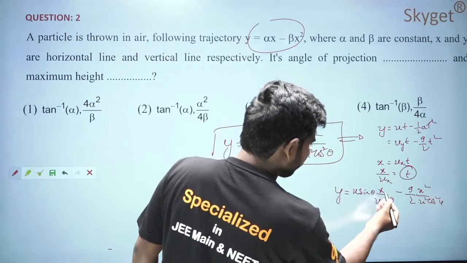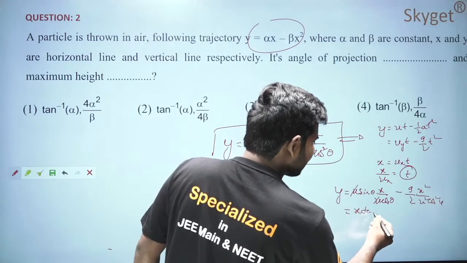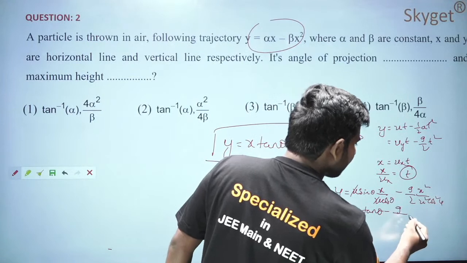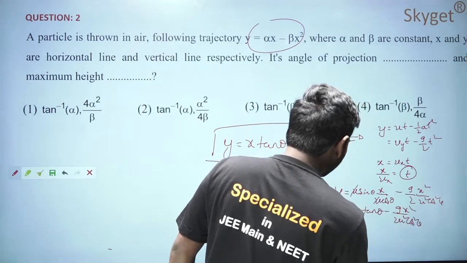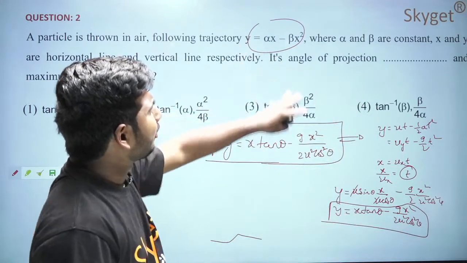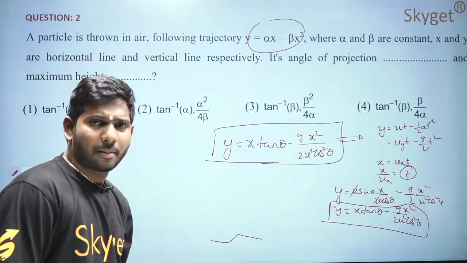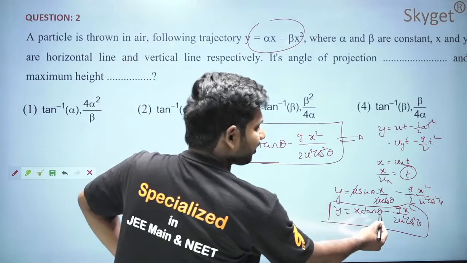So if you try to cancel this, you will get x tan theta minus g by 2u square cos square theta into x square. This is the way you need to find the equation of trajectory. Compare it and you will be able to get the angle of projection and maximum height as well. So if you see, what is the angle of projection here? Theta.